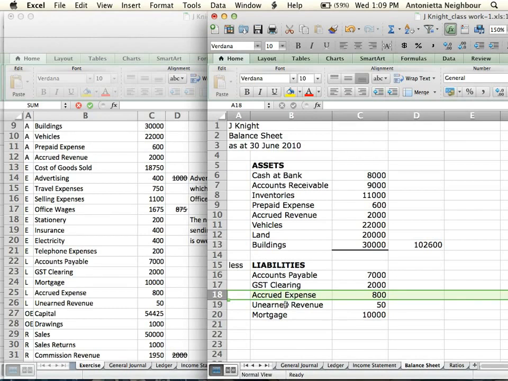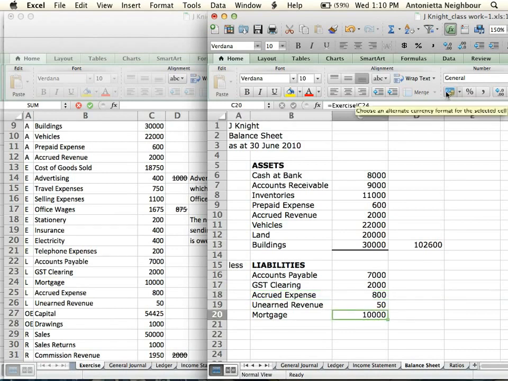Accounts payable, then GST, accrued expenses, unearned revenue. Again, if you get them round the other way, that's fine. A loan would be before mortgage, and mortgage would generally always be last. What would appear above accounts payable if you had this account? It would be bank overdraft. Underline your last liability.